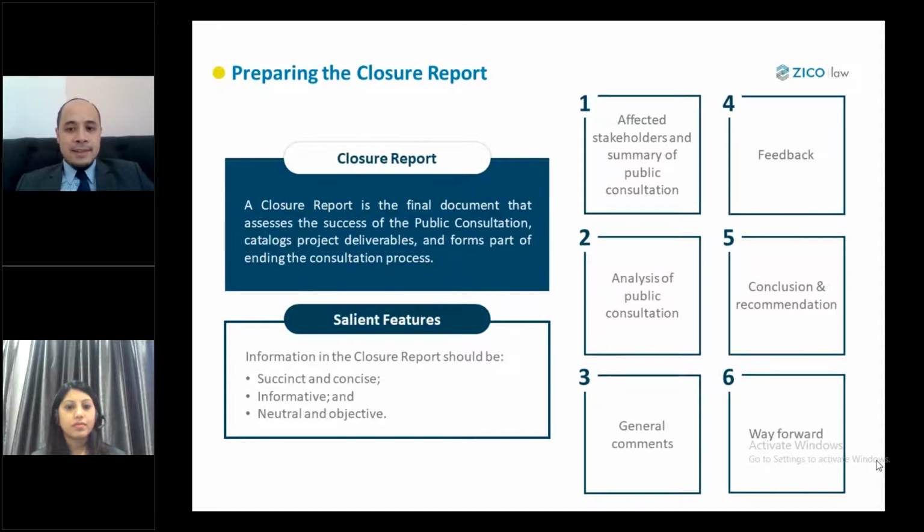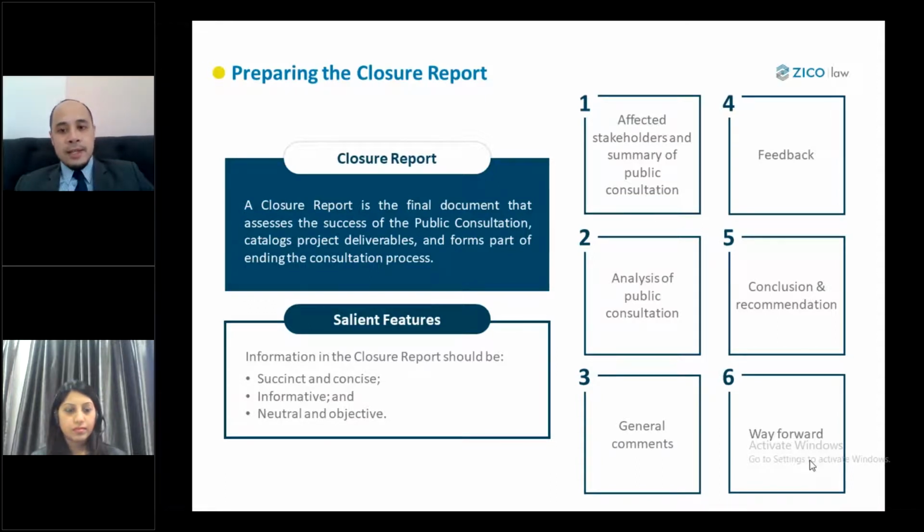If you see on the right, there are some of the considerations that you should include in a closure report. Identify the affected stakeholders, outline the summary of the public consultation, analyze the public consultation, provide the general comments, prepare the feedback, outline the conclusion and the recommendation, as well as determine the way forward.